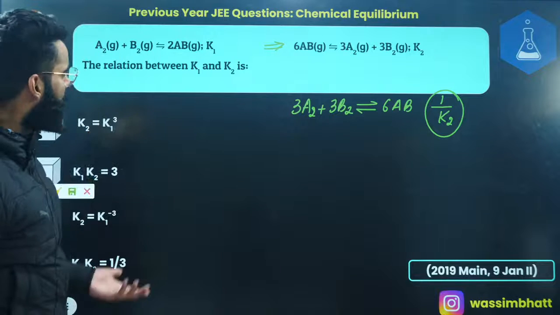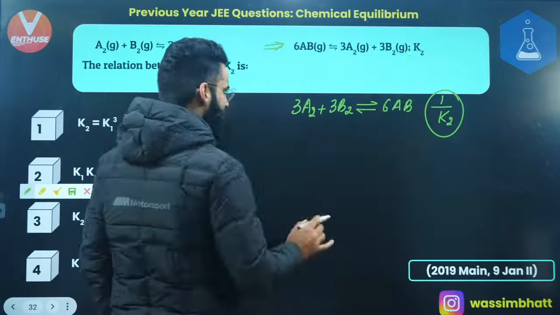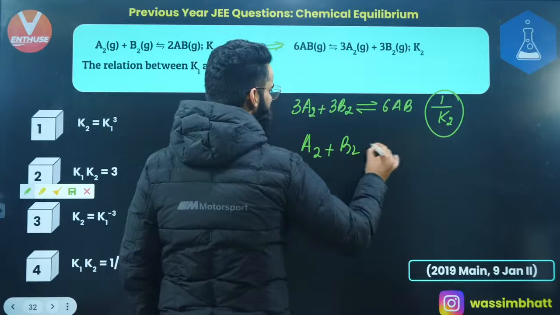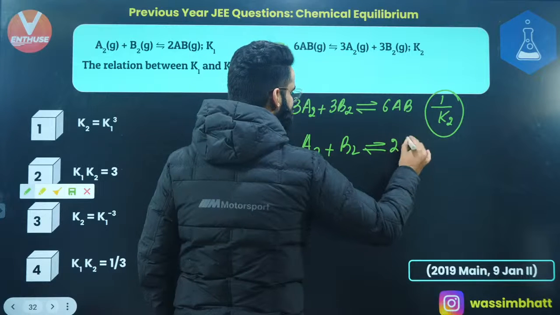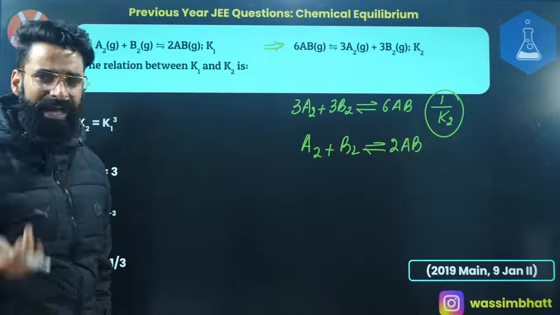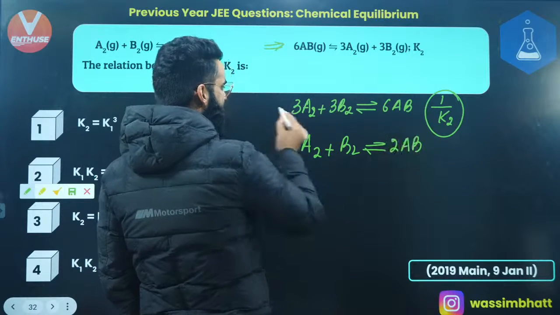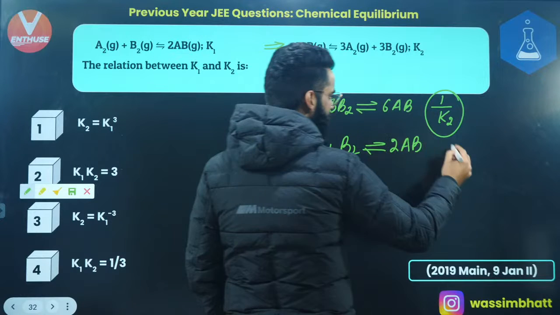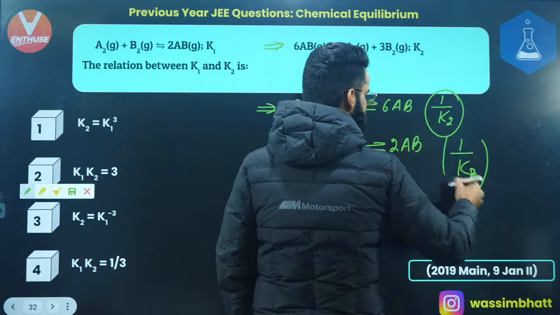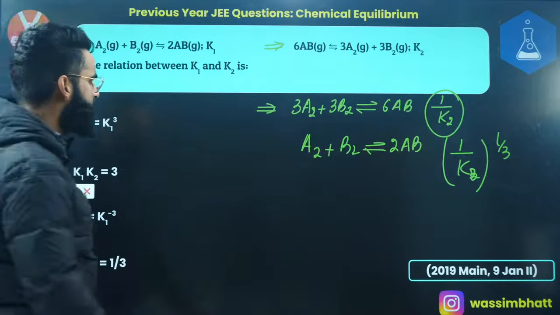Now, what I'll be doing further, I'll be multiplying this reaction by 1 by 3. If I multiply this reaction by 1 by 3, it becomes A2 plus B2 in equilibrium with 2 times AB. When you multiply a reaction by some number, that number goes to the power of the equilibrium constant. So that 1 by 3 will go into the power of the equilibrium constant: 1 by K2 raised to the power 1 by 3. Now it's done.